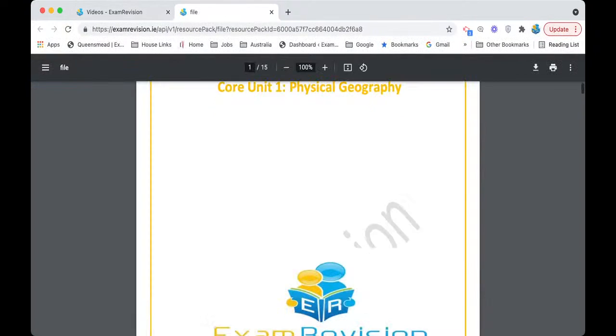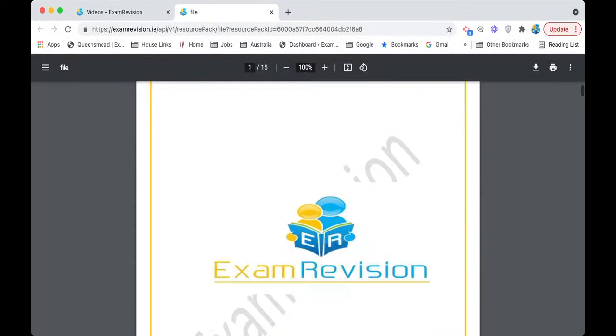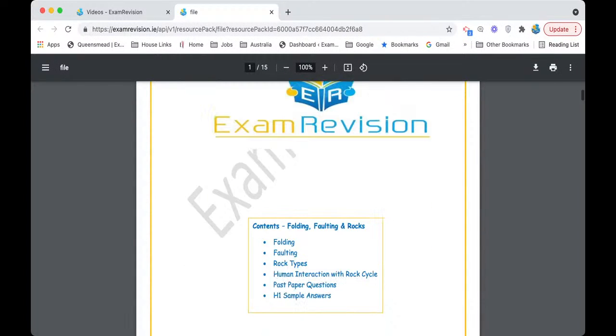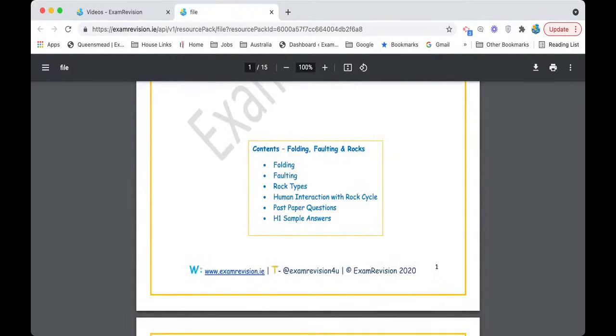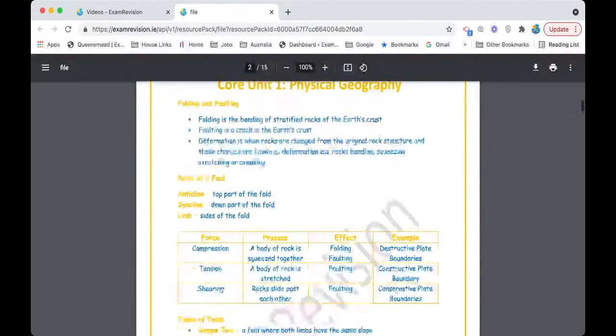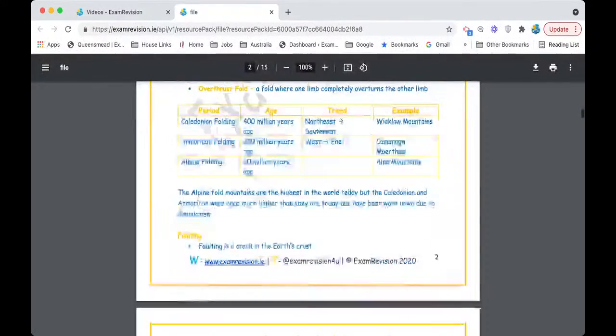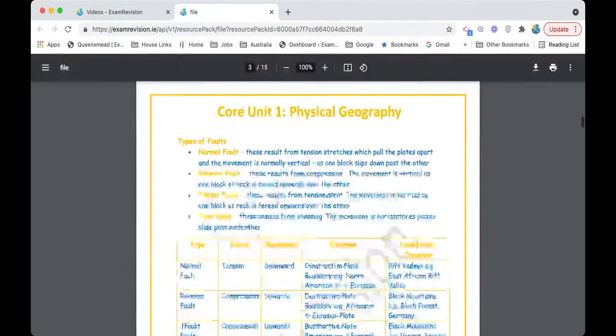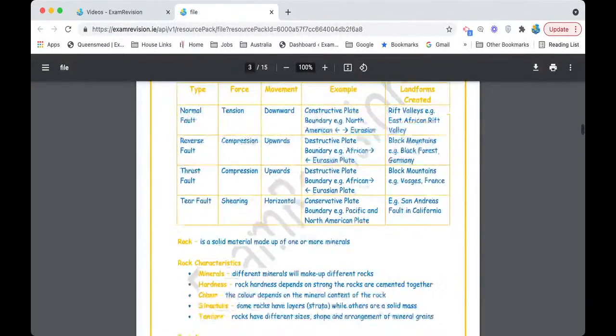So each section has the notes fully done out. Okay, so this content is going to look at folding, faulting, and rocks. So we have folding, faulting, rock types, human interaction with the rock cycle, past paper questions, and then you've got sample H1 answers. Okay, and you can see that it's just broken down really nicely. It's laid out, it's got the key information, and it's presented really nicely.